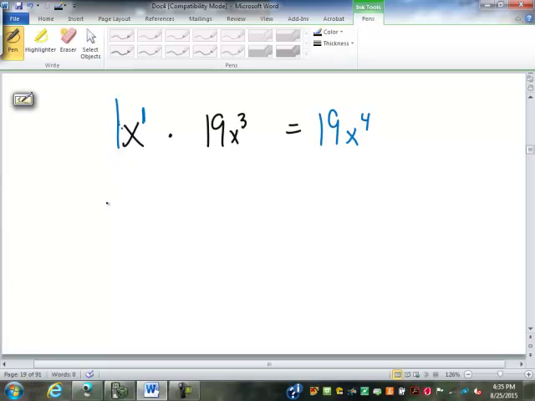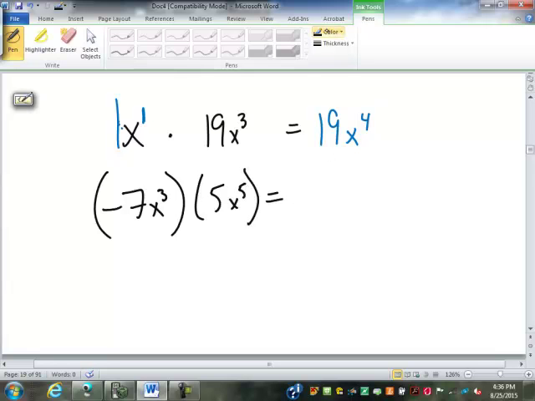What if we have something like this? Combining the counts, what do we get? Negative 35. Negative 7 times 5 is negative 35. And combining the names is x to the 8th. X to the third and x to the fifth is x to the 8th.